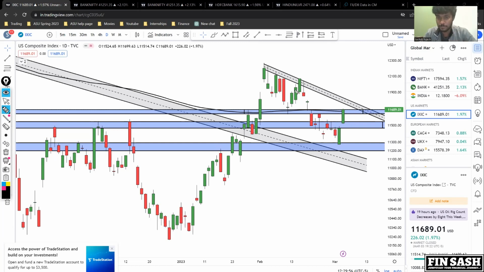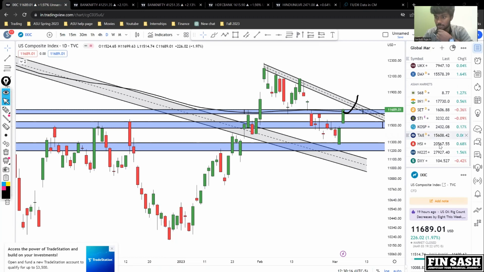So it's pretty bullish, but it's going to test this trend line soon. Either it can take resistance from this trend line and start falling down again, or if it breaks this trend line, it'll be very, very bullish. So that's the view for the US market.